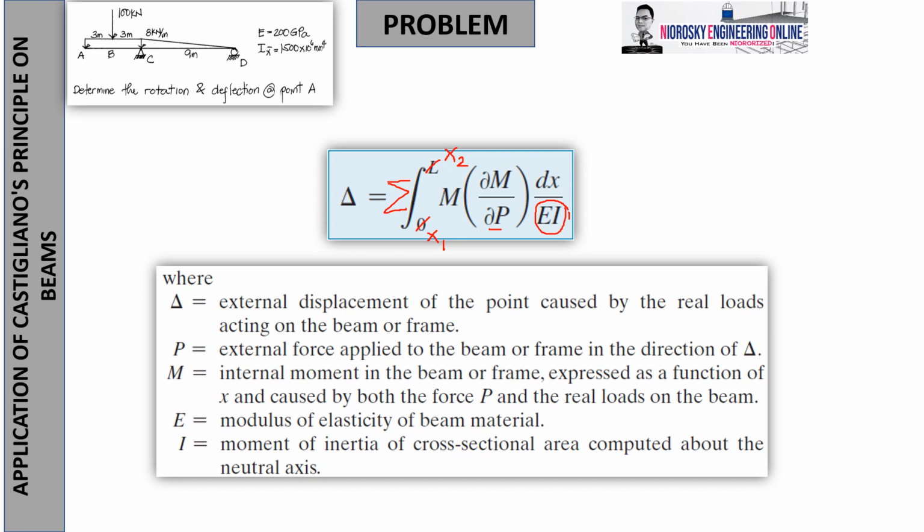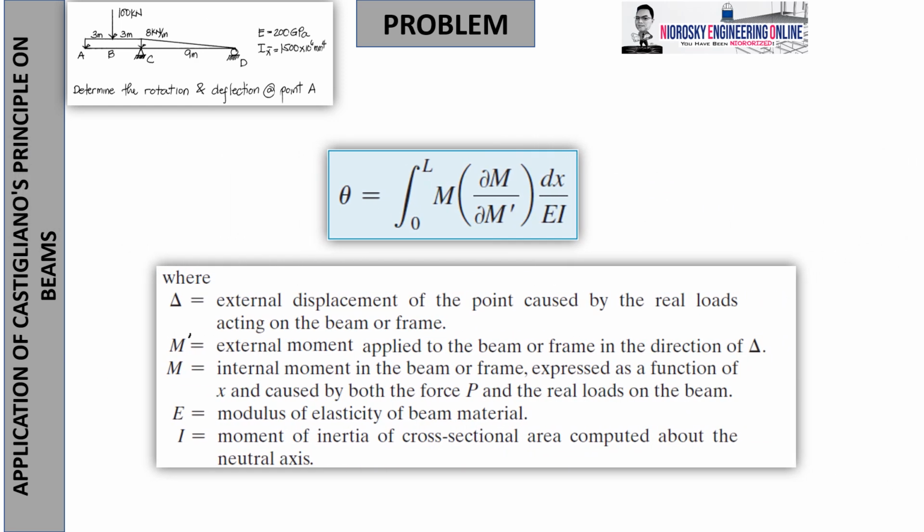Now, let us define a little. Delta is what we call the deflection. P is what we call the external force that we need to apply, and M, the moment that is applied actually on the beam, but there should be composition of a virtual load force P. And E and I is already discussed.